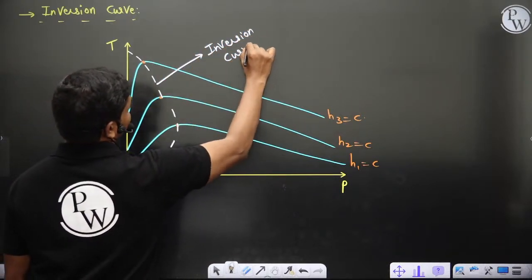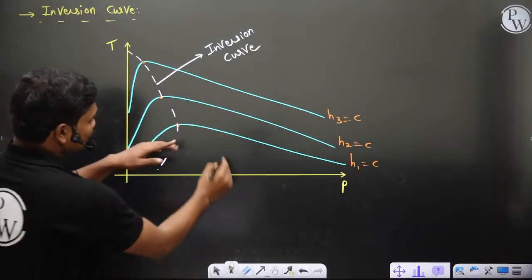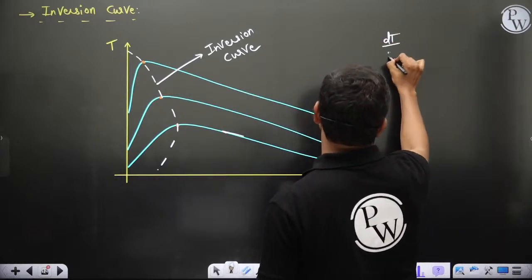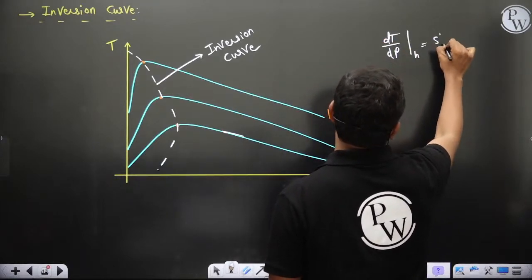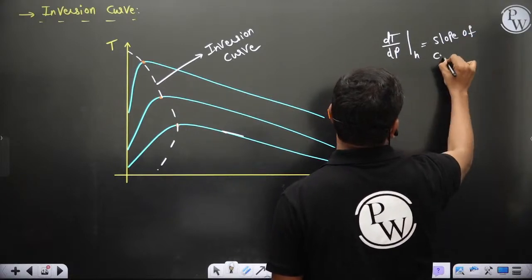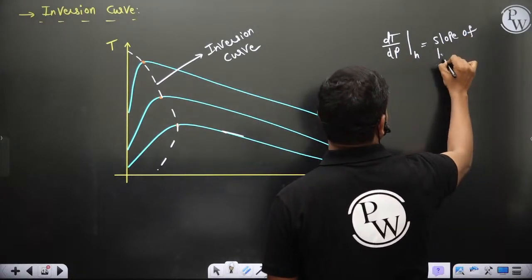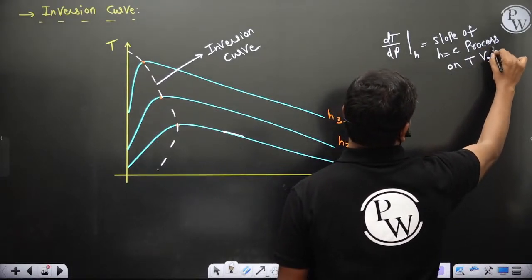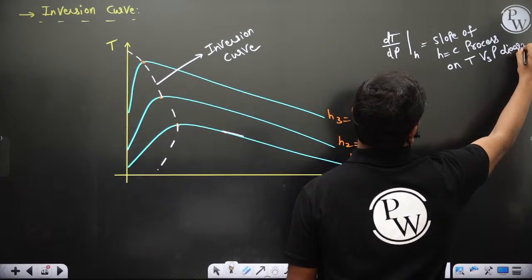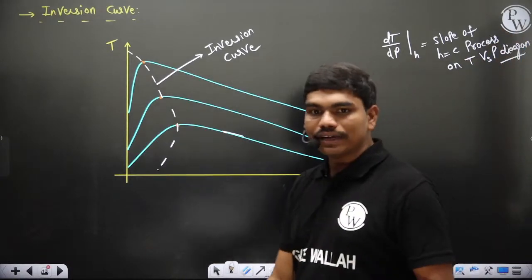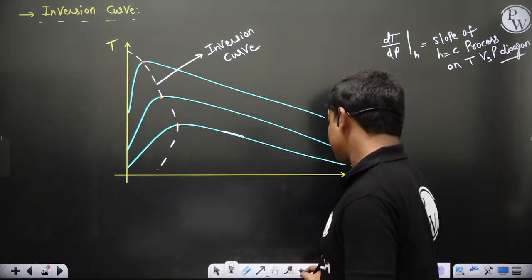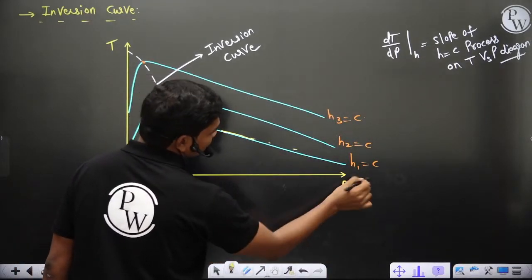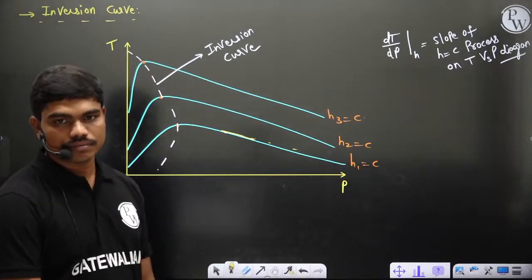Now why is this called the inversion curve? If you calculate the slope at this point on a temperature versus pressure graph, dT by dP is nothing but the slope of the curve on the TP diagram, the slope of the isenthalpic process. Clearly, if you take a tangent here, this tangent will make an angle less than 90 or more than 90? Come on, tell me.